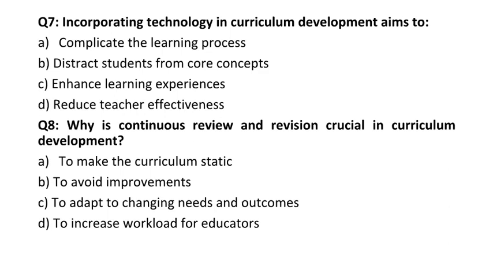Question 8. Why is continuous review and revision crucial in curriculum development? A. To make the curriculum static. B. To avoid improvement. C. To adapt to changing needs and outcomes. D. To increase workload for educators. Correct answer: C. To adapt to changing needs and outcomes.